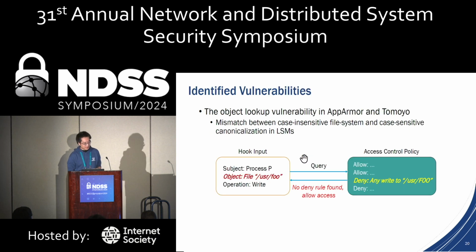Finally, let's look at the object lookup vulnerability in AppArmor and Tomoyo. We observe a mismatch between the canonicalization in case-insensitive file systems and case-sensitive access control policies. Consider the case in the figure. A request on lowercase full file cannot match a deny rule in the access control policy, which specifies and checks the file name in the uppercase full. Since no deny rule can be found, the LSM incorrectly grants permission on such file.